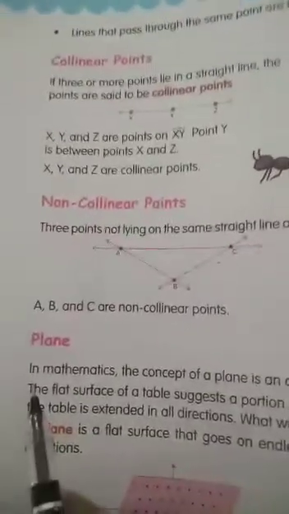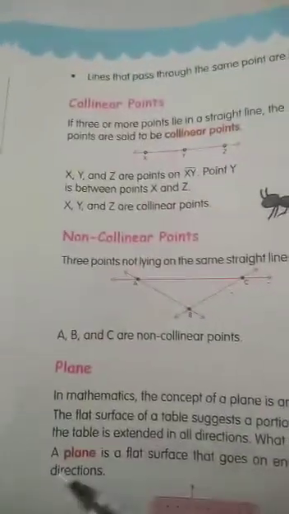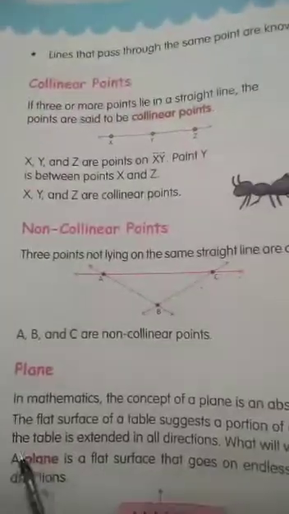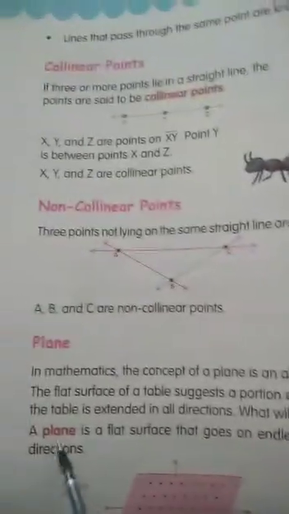Let us move to the next topic, plane. In mathematics, the concept of a plane is an abstract concept. The flat surface of a table suggests a portion of a plane. Imagine the surface of the table is extended in all directions. What will we get? We will get a plane.